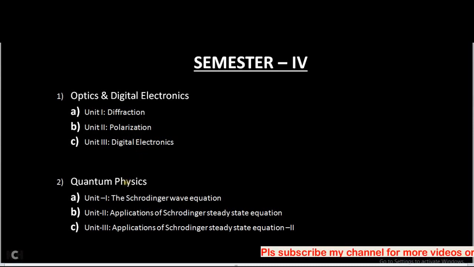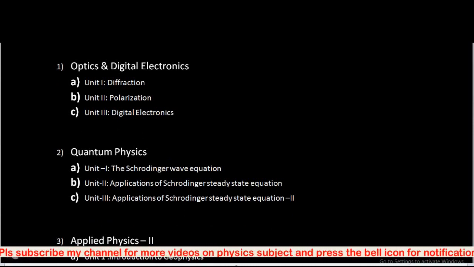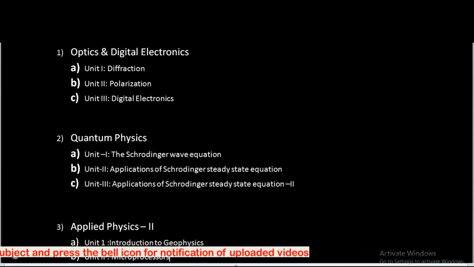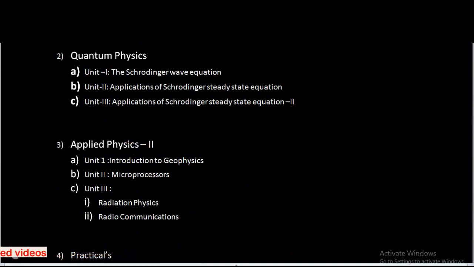Then quantum physics. In unit 1, the Schrodinger wave equation, then applications of the Schrodinger steady state equation, then again applications of the Schrodinger steady state equation 2. This is all in quantum physics. Then there is a part for applied physics. In semester 3 we saw applied physics 1. Over here in semester 4 we will see applied physics 2.